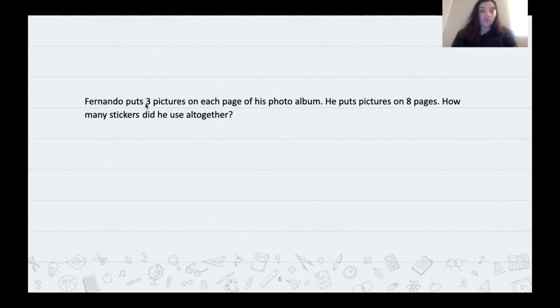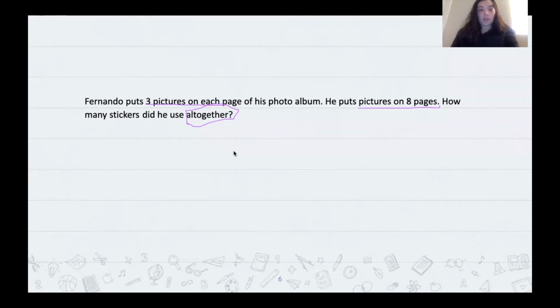He puts 3 pictures on each page, and he has 8 pages total. So how many did he use all together? That's another key word. So again, we have to go back and forth between multiplication and division. I think this is a multiplication problem because it's asking us to find a number altogether. It's not asking us about groups. So I'm going to use an array for this one.